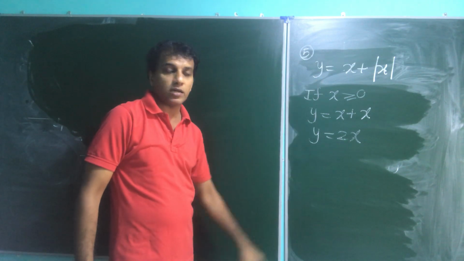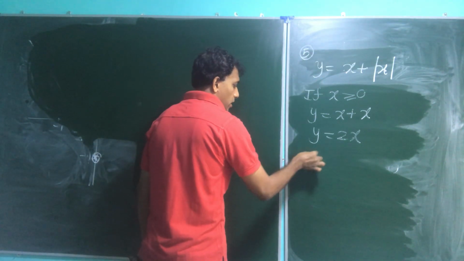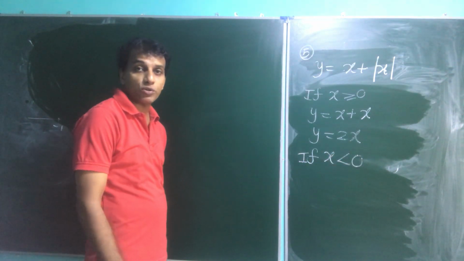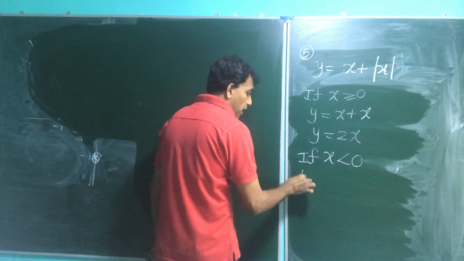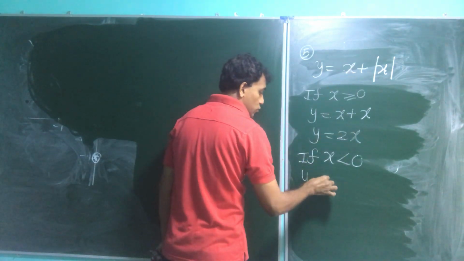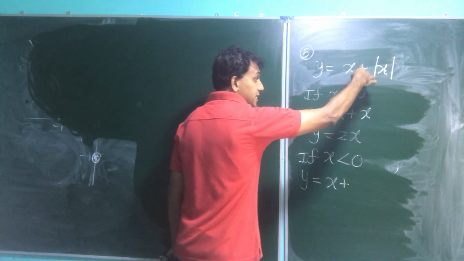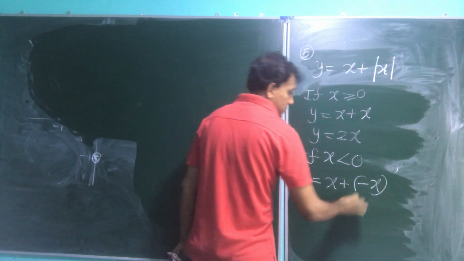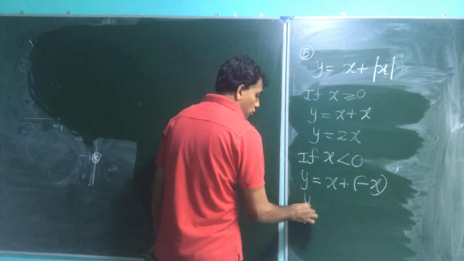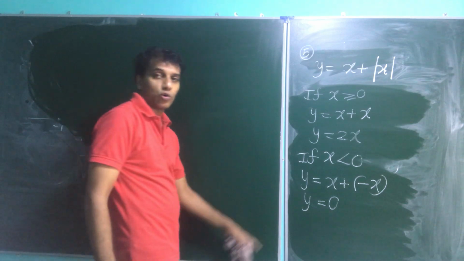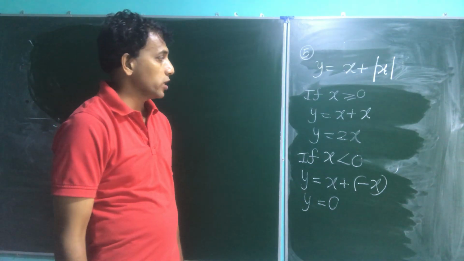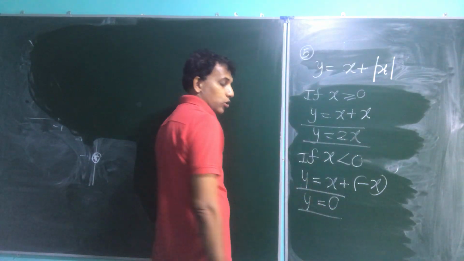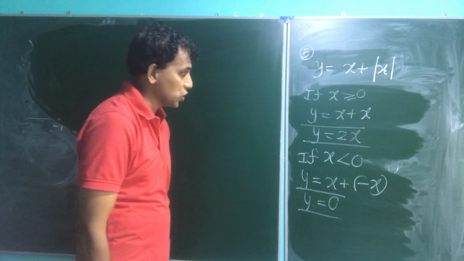Next comes the other condition. If x less than 0, negative side, how is that? y equals, here first x plus, inside is minus, so you put an extra minus and write it as it is, okay? So the answer is clearly y equals 0. So see two portions, one is y equals 2x, the other one is y equals 0. Draw both in one sketch.